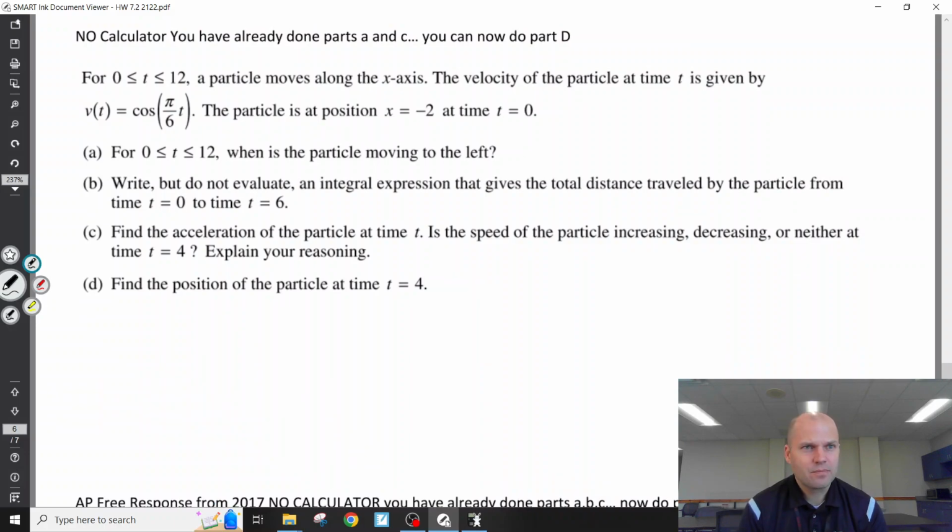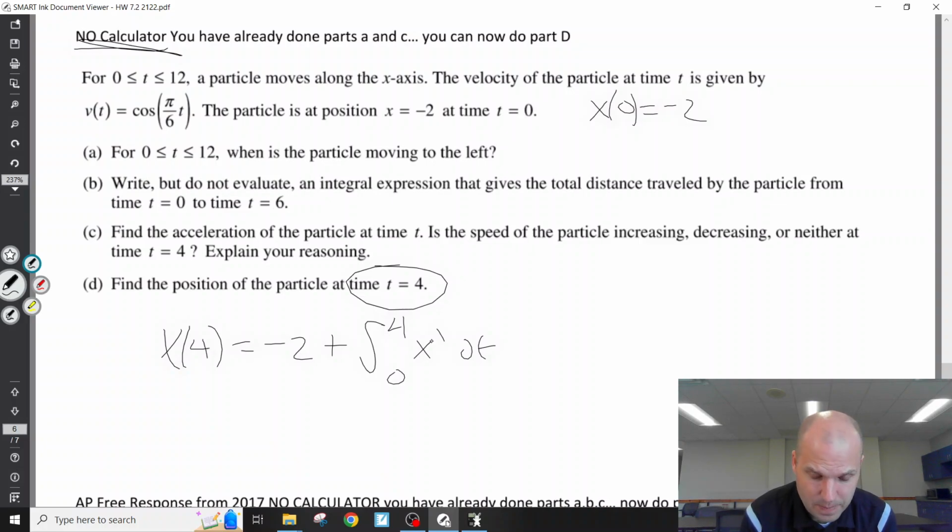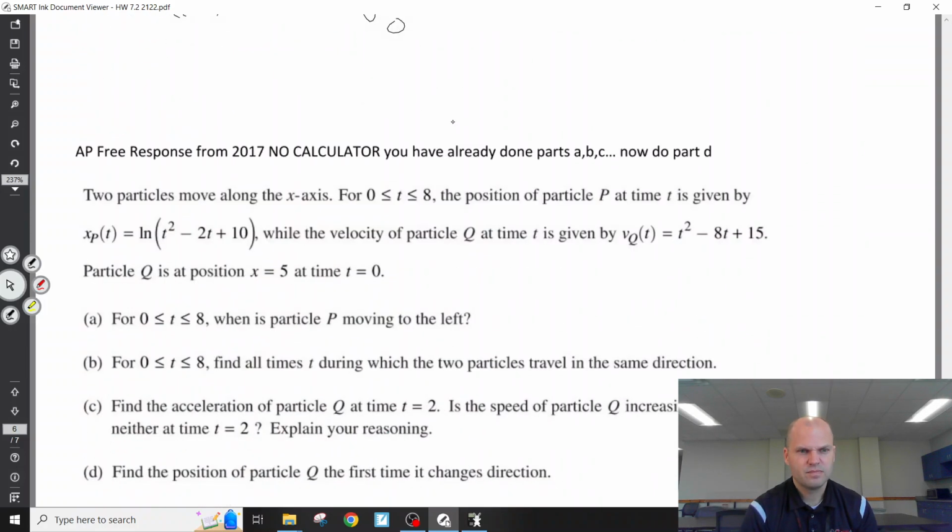Okay, now I can do part D. It says no calculator. I'm going to use my calculator. What is the position at time 4? Position at time 4 equals, I know the position at time 0 is -2. Take my position of -2 and add my displacement. This is a good question, though, where you could take the antiderivative and find C. I believe I talked about that. This is your setup. I'm not doing a problem. I'm tired. I've really over-explained things. I hope it's so important I have to over-explain it.